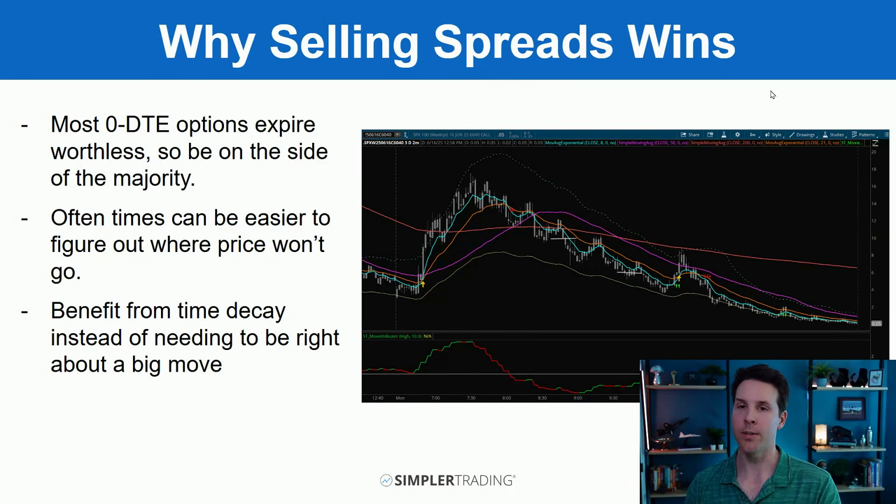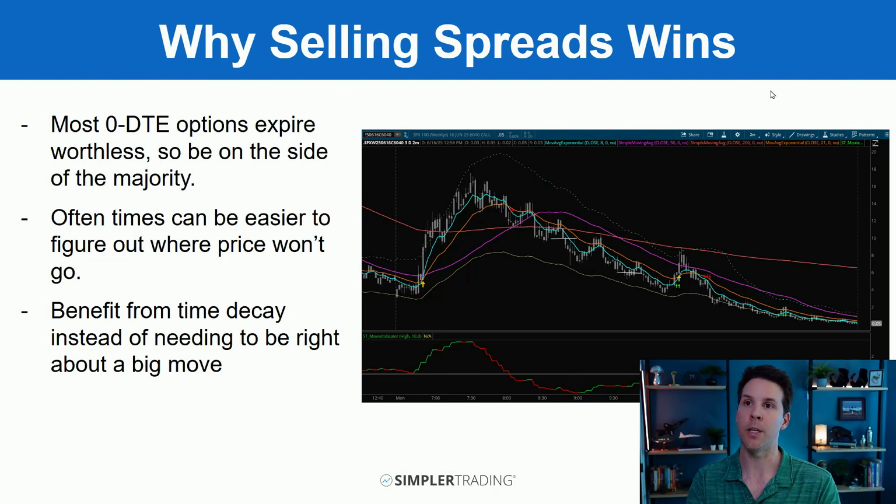All right, so why does selling credit spreads win, and why does it win so often? Well, as you guys probably know about 0DT, they expire every day. So what that means is the majority of these options are going to expire worthless. They're going to expire out of the money, and that's what we want to be on. We want to be on the side of the majority in this case.